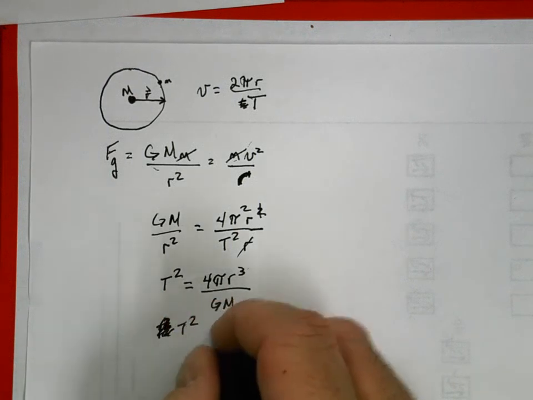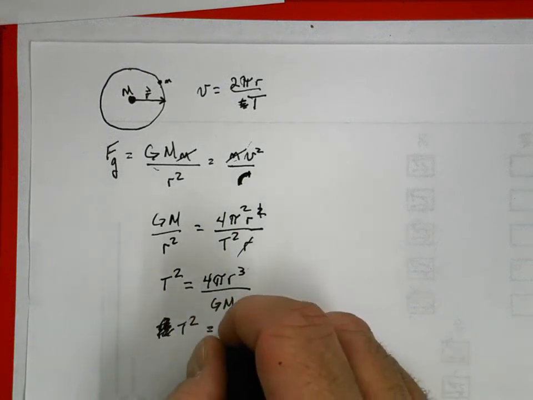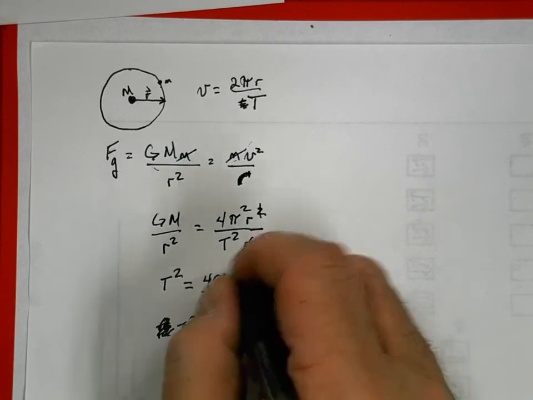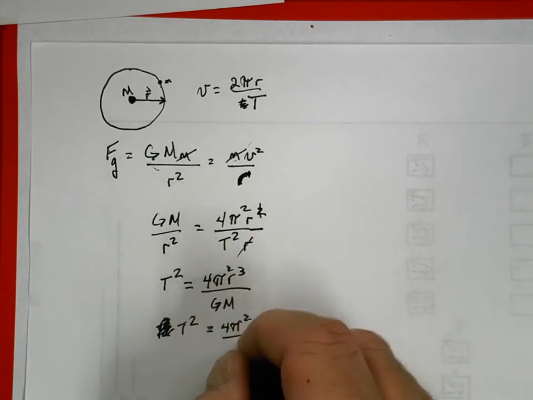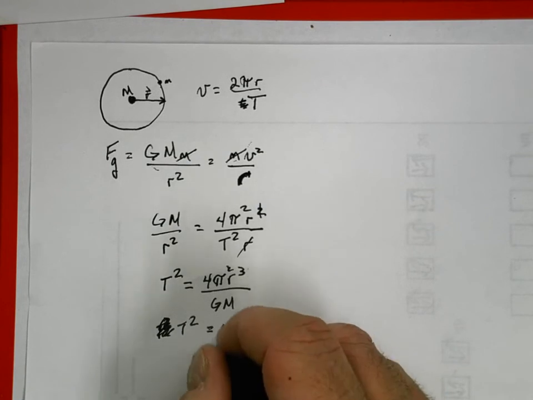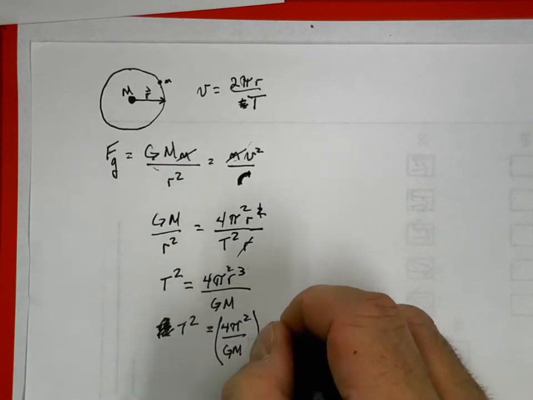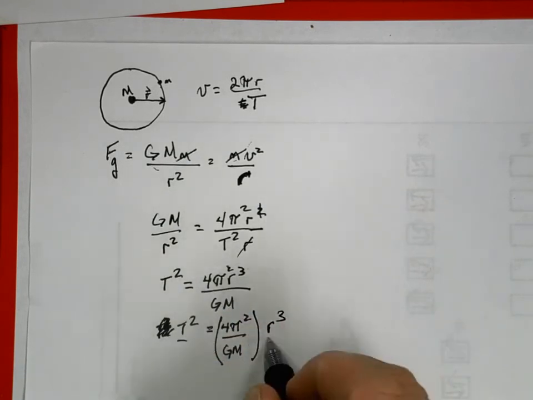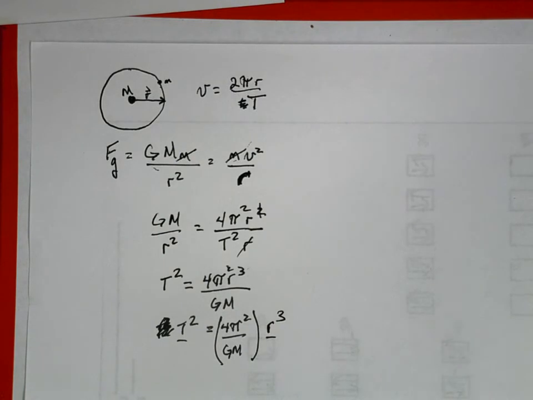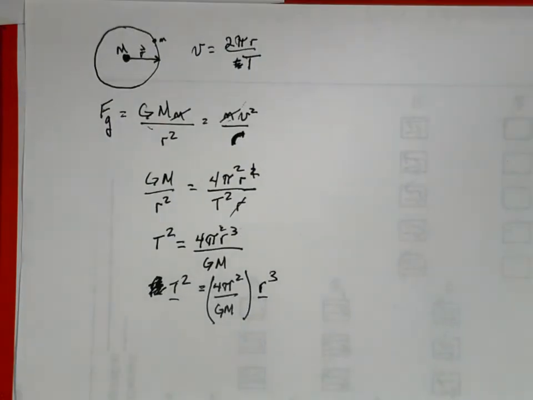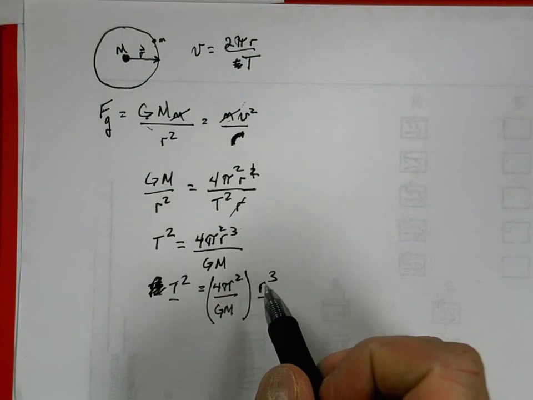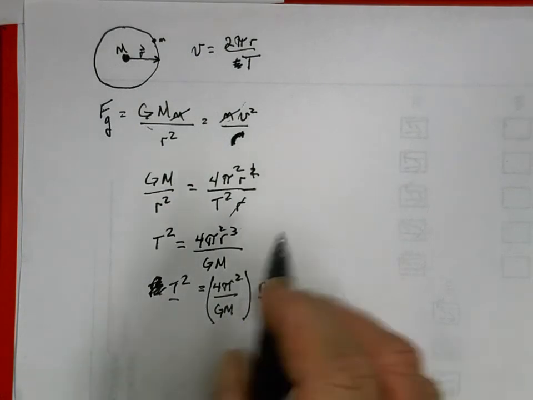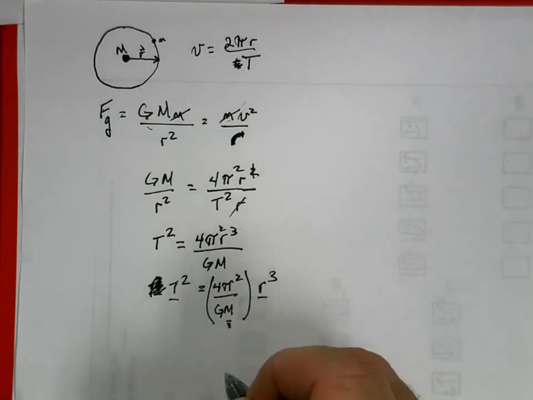Or if we write it again, T squared equals 4 pi squared over GM, and that is a constant, times r cubed. And there we have it: our T squared is proportional to our r cubed. And this is how we solve for the mass of extrasolar bodies.